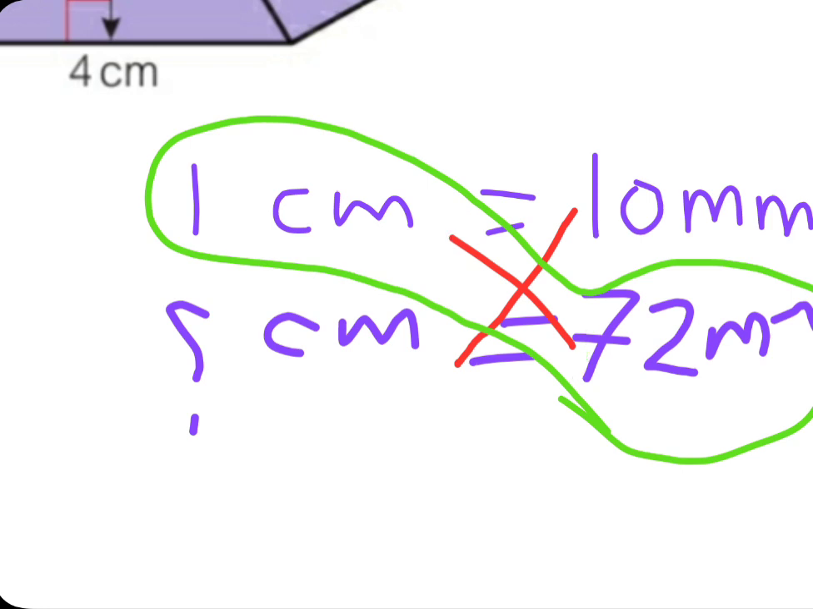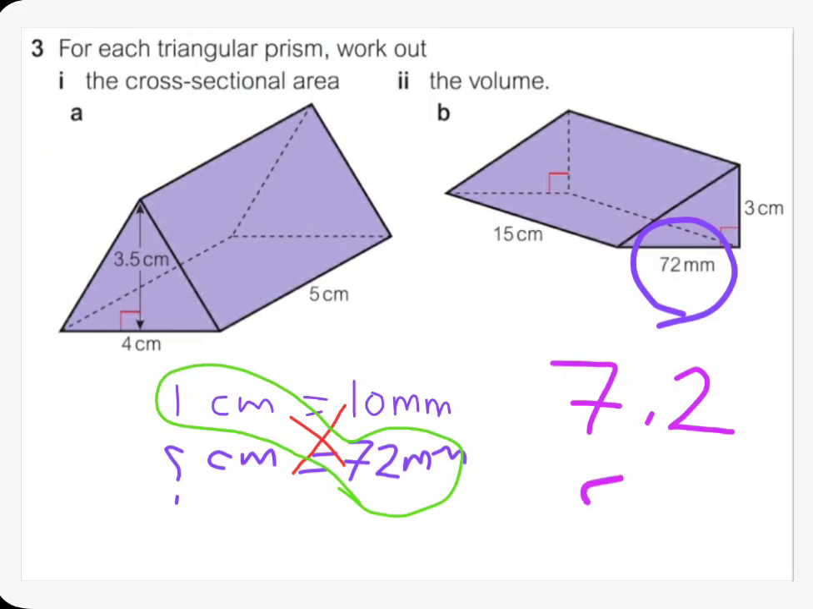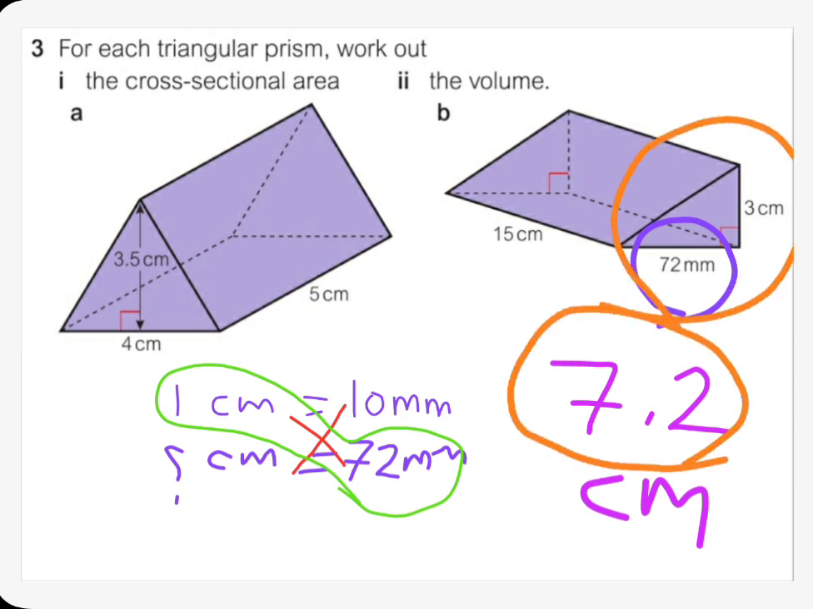Now, 72 divided by 10 equals, good job, 7.2 centimeters. Now, we turn 72 millimeters into centimeters. Now, we're going to use this number in finding the area of this triangle, and then after that, we multiply it by the length to find the volume. This is the idea of finding the cross-sectional area and the volume of a prism or triangular prism.